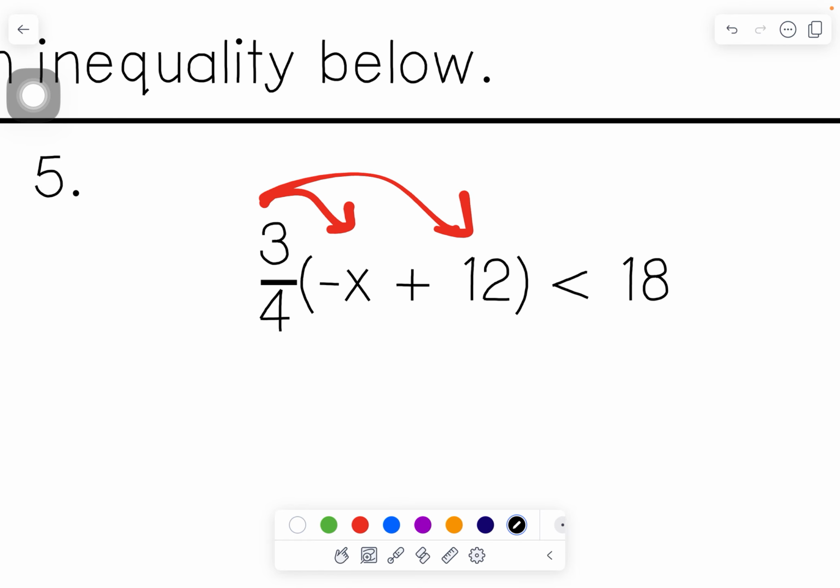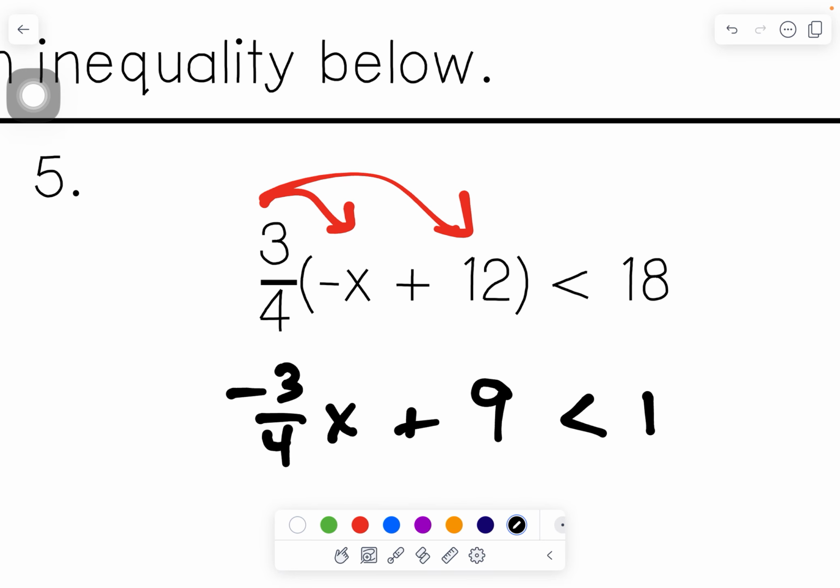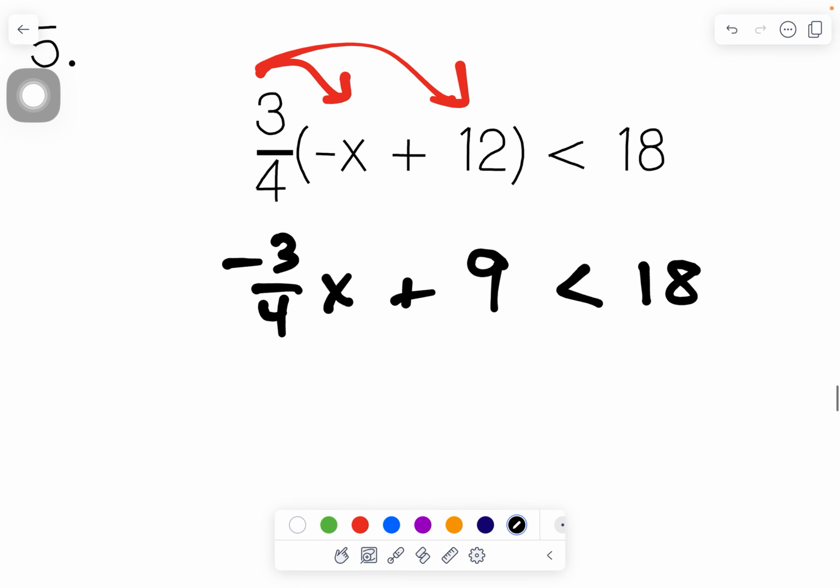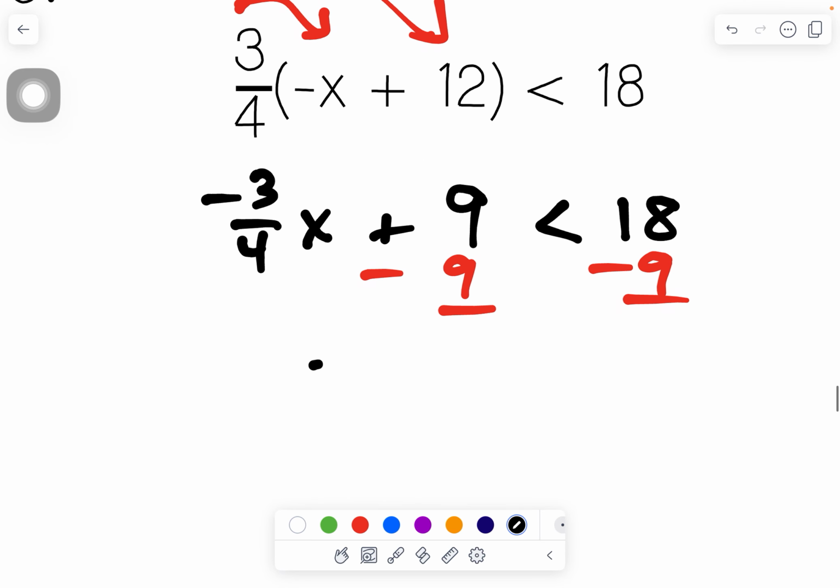That's up to you. So if I distribute 3/4, I'm going to get negative 3/4 x, and when I add that, I'm going to get plus 9, and that's going to be less than 18. The next step would be to subtract 9 from both sides, because I see a plus 9, so I'm going to do the opposite. So I have negative 3/4 x is less than 9.